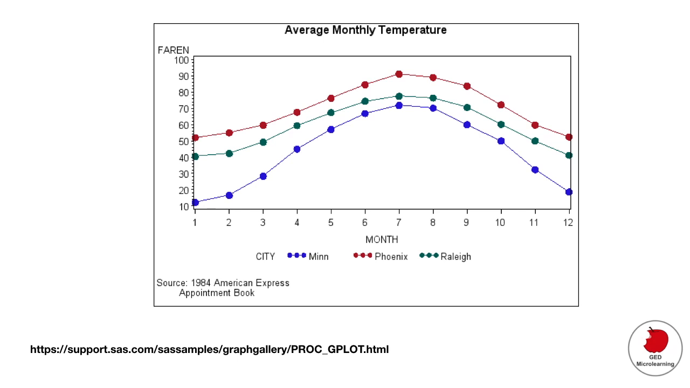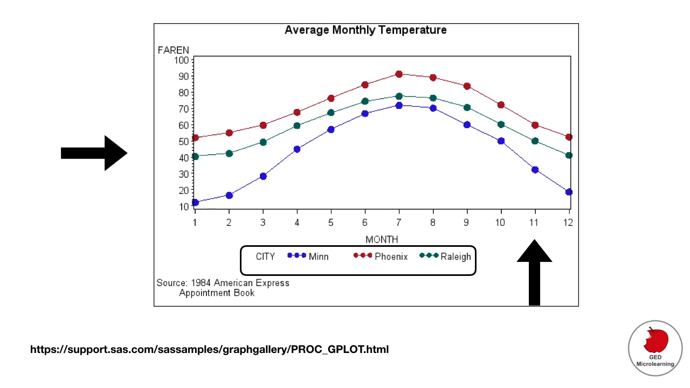What is this showing us? There we go, the average monthly temperatures. What is the y-axis showing us? It's showing us what those temperatures were in degrees Fahrenheit. What is the x-axis showing us? It's showing us the temperatures in Fahrenheit at specific months. Okay, so month 1, month 2, month 3, etc. And then here we have a legend, and it's telling us what each of these lines represent. Okay, so the blue line represents Minnesota, the red line Phoenix, the green line Raleigh.